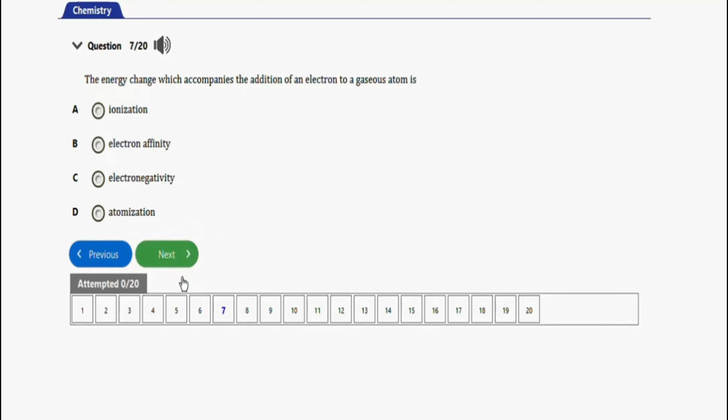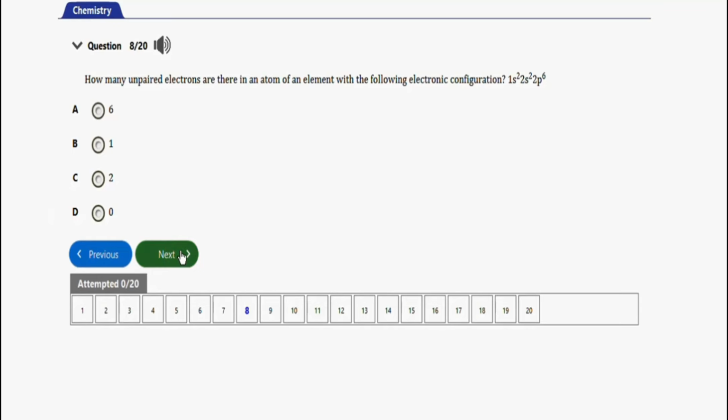The next question will be this one. It says the energy change which accompanies the addition of an electron to a gaseous atom is electron affinity, option B. Next question is this one. It says how many unpaired electrons are there in an atom of the element with the following electronic configuration? So this is neon. Okay, we have atomic number of 10 here. Neon is a noble gas. Noble gases have no unpaired electrons. All the electrons in it are paired. So the right option here is D, 0. So there is no unpaired electron.